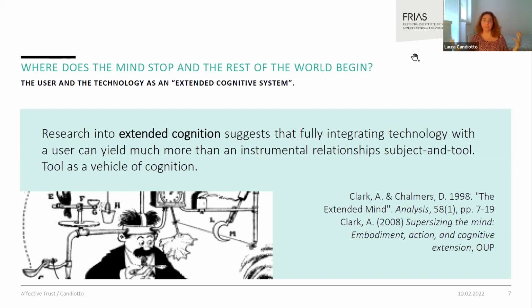So the user and the technology are seen as an extended cognitive system. This view really goes beyond the merely instrumental relationship with an object, right? So that I can simply use this pen for writing, and this is my tool, just the instrument that I deliberately use for taking notes. The idea is that in specific cases of extended cognition, and of course the main problem is establishing when and why we have these cases, these tools can become vehicles of cognition, so they can also perform cognitive processes.